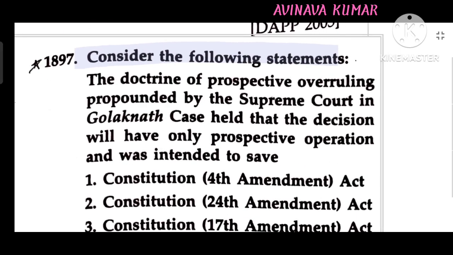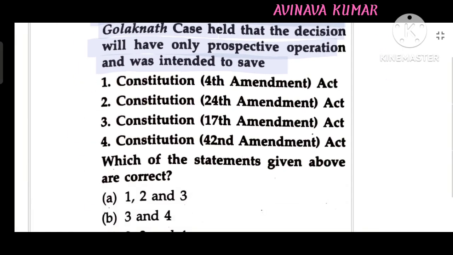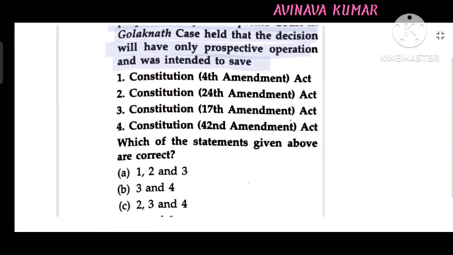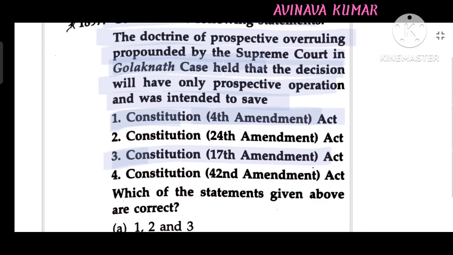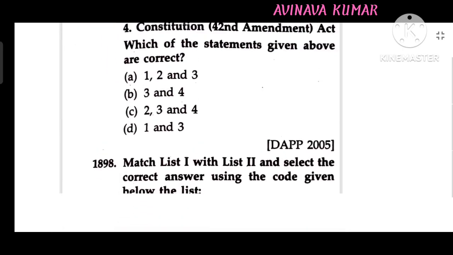Consider the following statements. The doctrine of prospective overruling was propounded by the Supreme Court in the Golaknath case, which held that the decision will have only prospective operation, and was inserted to save... Answer: 1 and 3. The 4th Amendment Act and 17th Amendment Act. Golaknath case: 4th Amendment and 17th Amendment. Prospective overruling.